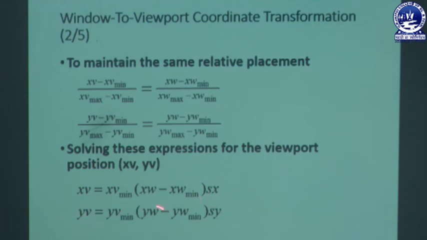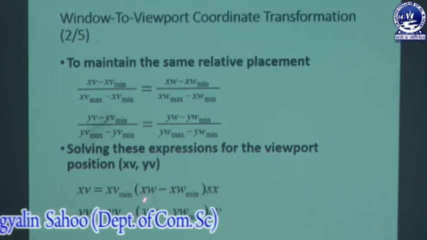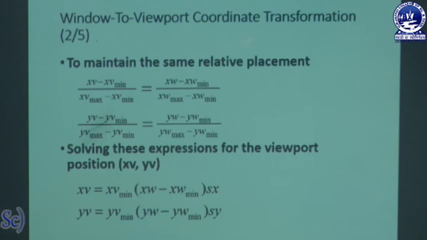And another coordinate to be found out is yv, that's yv of minimum yw minus yw minimum into sy. That means the y direction elements are to be calculated by using the formula of rotation, translation and also the scaling factor of the y direction, through which, when the two coordinate elements are detected, they are converted into normalized viewport elements, so the user screen can provide an accurate way of viewing the picture elements. So that is called Window-To-Viewport coordinate transformation of relative placement calculations.